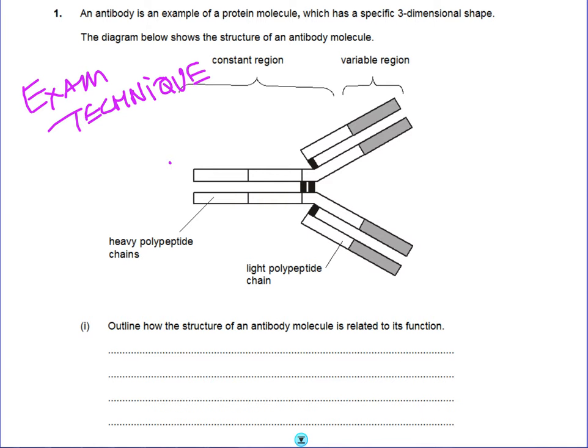So the first thing I'm doing whenever I look at a question is I look to see how many marks are available. This one is worth 3 marks, so I know I'm looking to make 3 clear points. The second thing I'm looking at when I read the question, as I go through the information at the top, is antibody structure. This is taken from an OCR A-level biology paper.